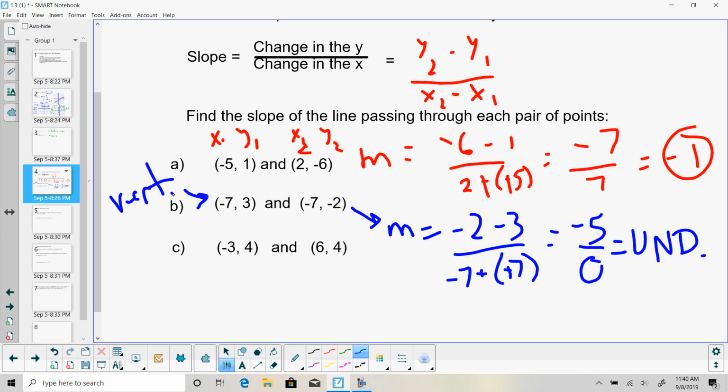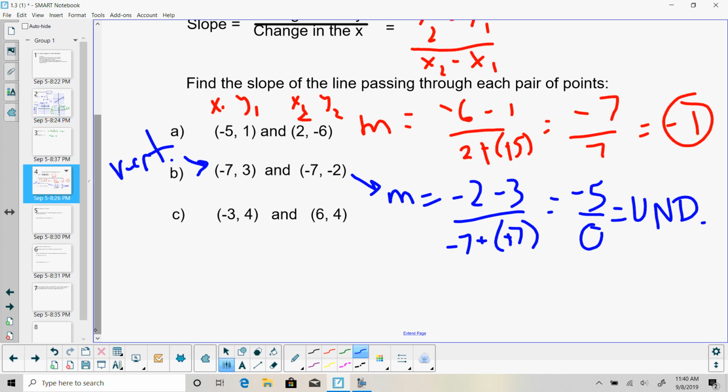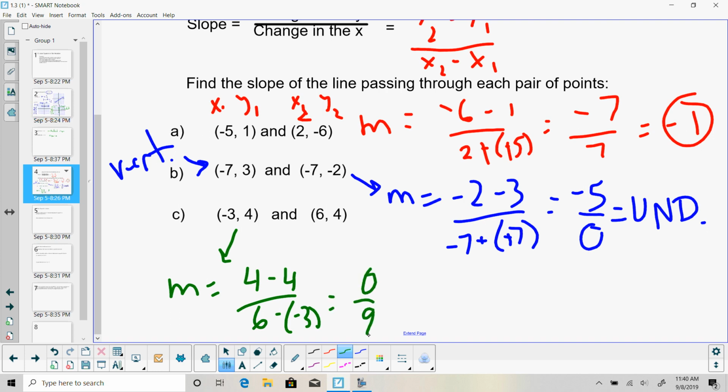I'm abbreviating. All right, let's take a look at this last example here. If we're going to try finding the slope here, the slope, difference in the y's, that's 4 minus 4 over 6 minus a negative 3. I'm getting 0 over 9. If my 0 is in the numerator, that's actually equal to 0. So that would be a horizontal line.